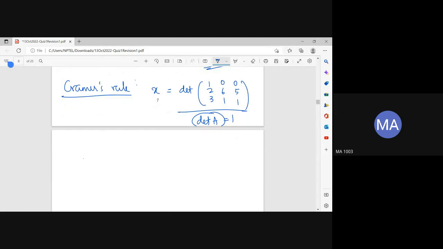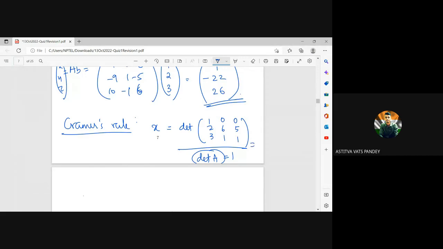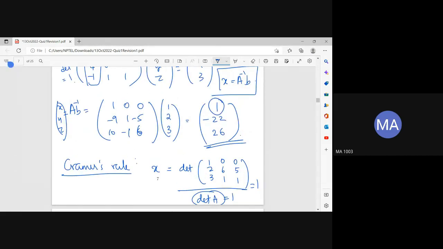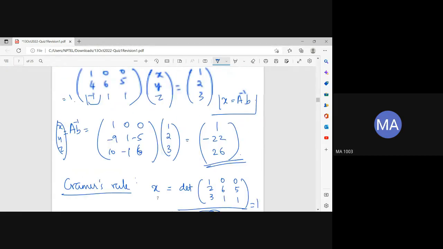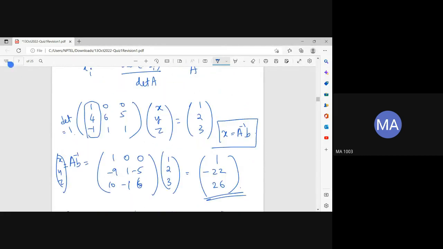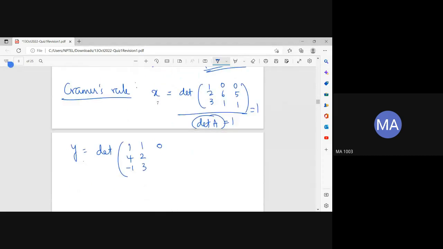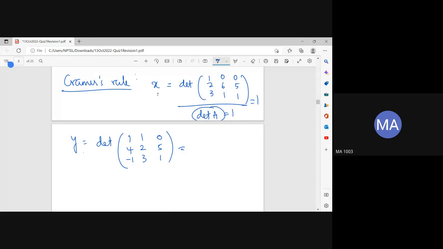So just find this determinant. I can expand along the first row. It's going to be 1, right? And does it match with what we already got? Yes, ma'am. Y is the determinant with the second row replaced: 1, 4, minus 1, 1, 2, 3, 1, 2, 3, 0, 5, 1. This should be minus 22.